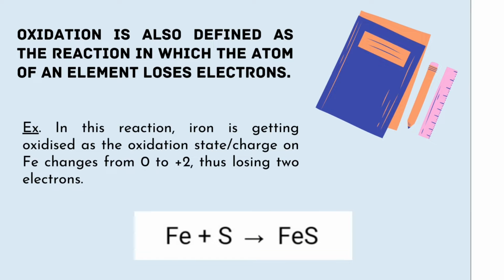Another definition of oxidation is a reaction where the reactant loses one or more of its valence electrons. In the reaction of iron with sulfur to form FeS, that is iron sulfide, iron gets oxidized as it loses two electrons.